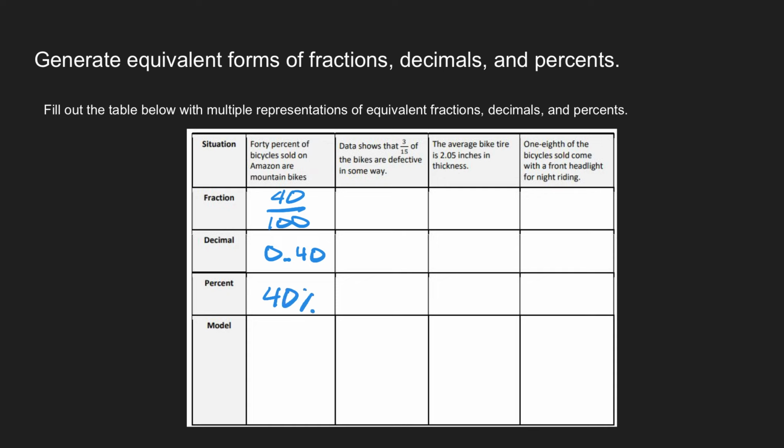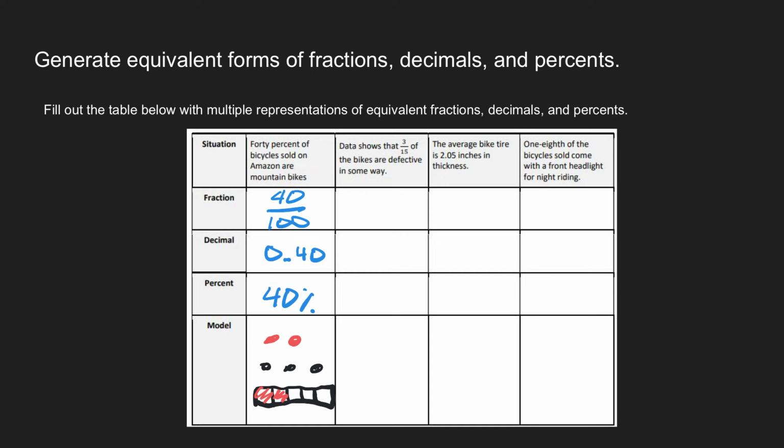And then for a model, oh, I don't know, we could do 4/10, we could do 2/5. I think I would do 2/5. So here, I'm going to make a weird model. Two out of 5 is red. We could do that. But what they probably want us to do is just draw a little rectangle. And then we're going to color in 2/5. Probably a better model.